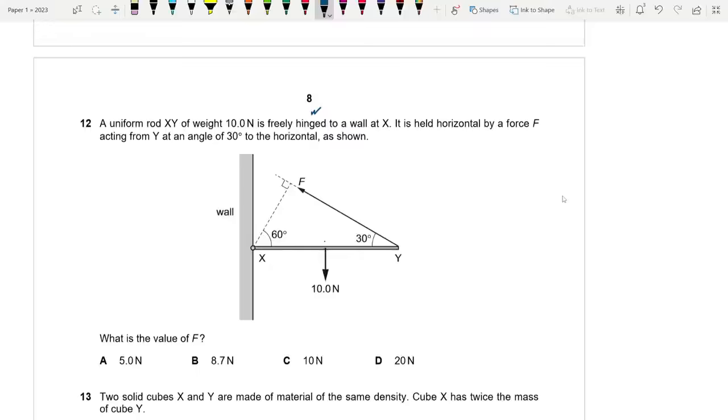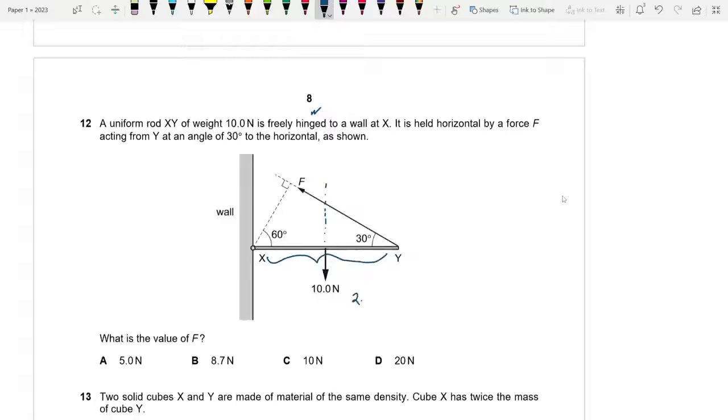So if we consider the moments, how would we do it? It is uniform, so the weight will act through the midpoint basically.